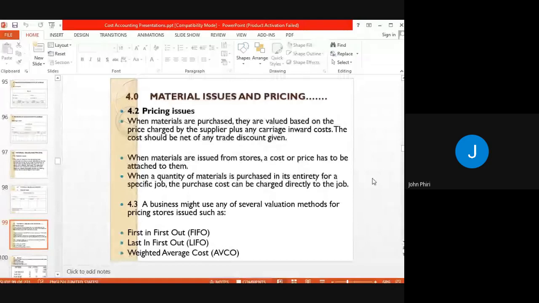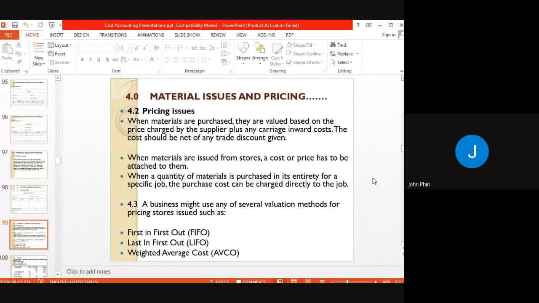That materials, when they are purchased, are valued based on the price charged by the supplier, or you include also carriage inwards, which is like a cost. Then when the materials are issued from stores, a cost or price has to be attached to them, or to a particular job where you are going to put them. Now, how do we value that stock which we're issuing out? Or it could even be at the end of a period. How do we value that?